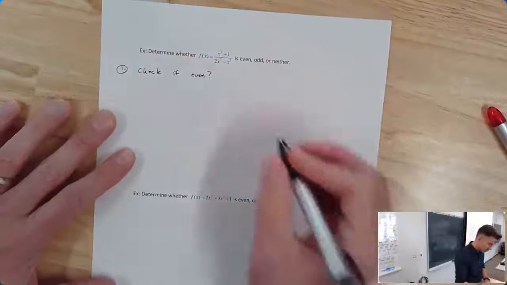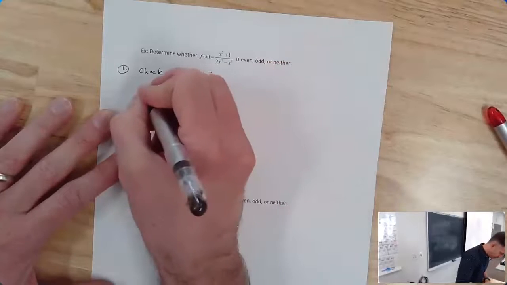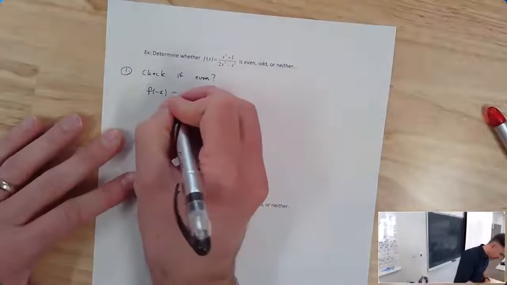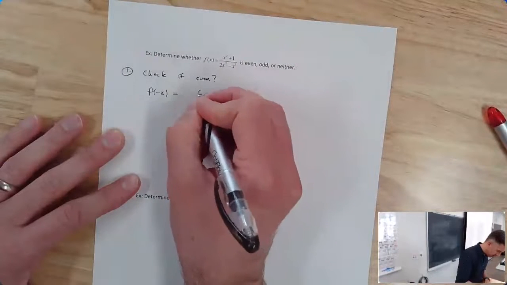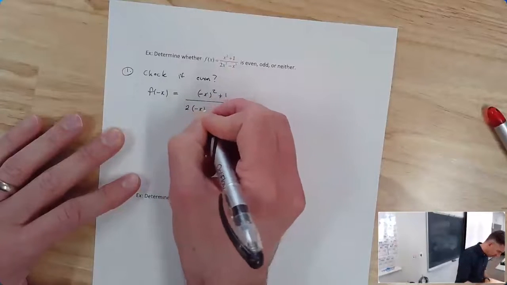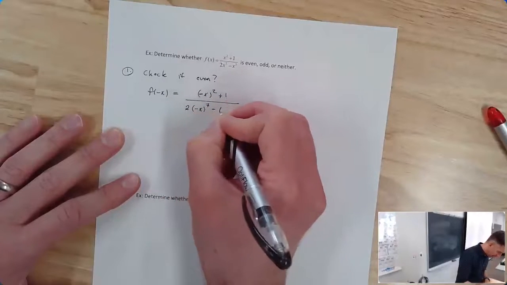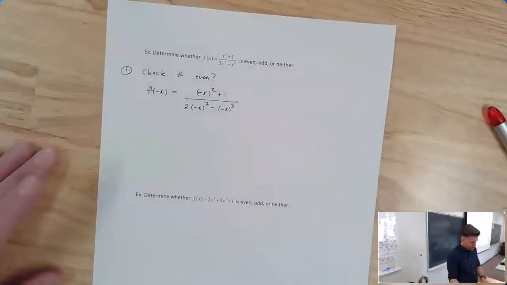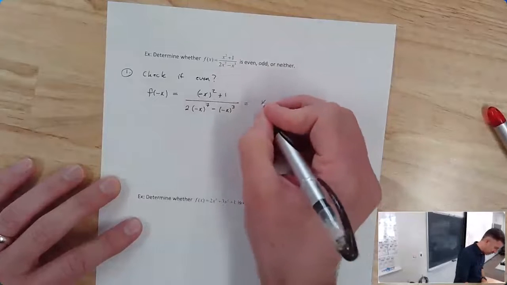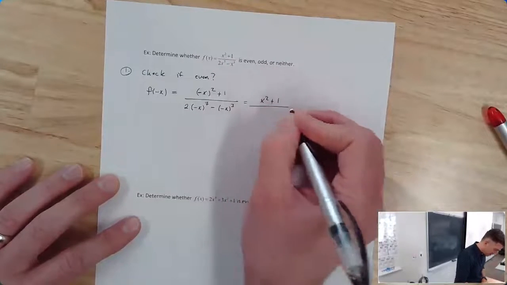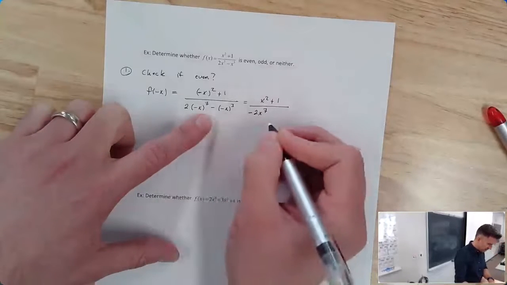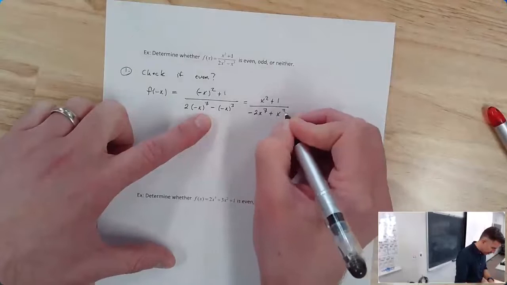So we're going to check to see what f of negative x is. And if it's equal to the original thing, then we're done. It's even. So f of negative x is negative x quantity squared plus 1 over 2 times negative x to the 7th minus negative x to the 3rd. And then we should do a little bit of simplifying. Negative x quantity squared is just x squared plus 1. But the bottom is going to be negative 2x to the 7th minus negative x cubed, which is plus x cubed.